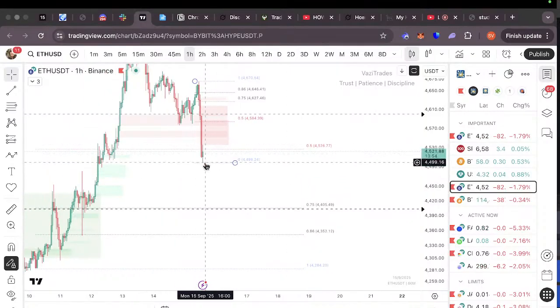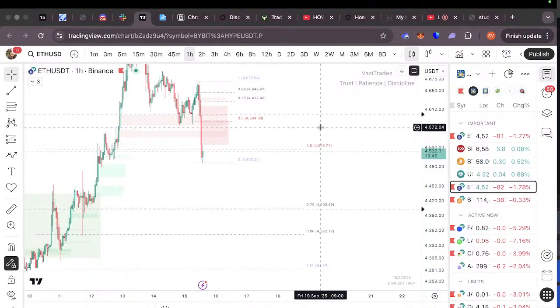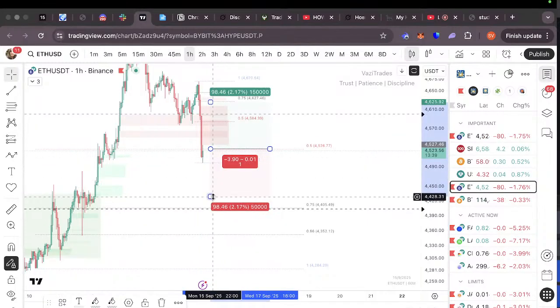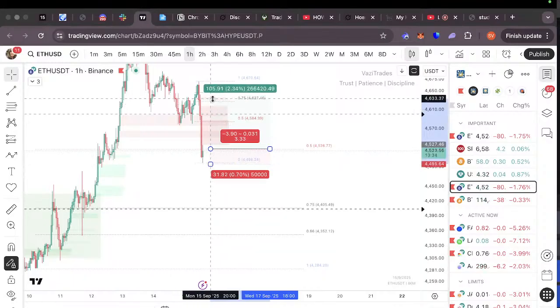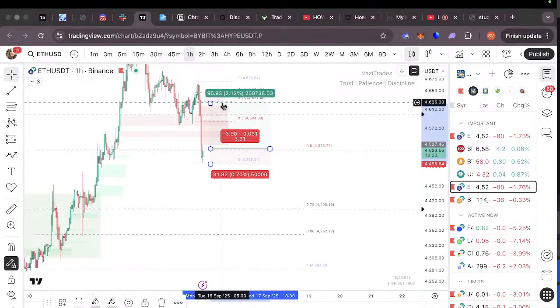Right now, it's just not doing much. Ethereum, it's holding around. We need to wait for the 1 hour close. Okay, if it gives a close above 0.5, then we can try to scalp long with a tiny stop loss just below this wick. Okay, and targets like 0.5, 0.75.